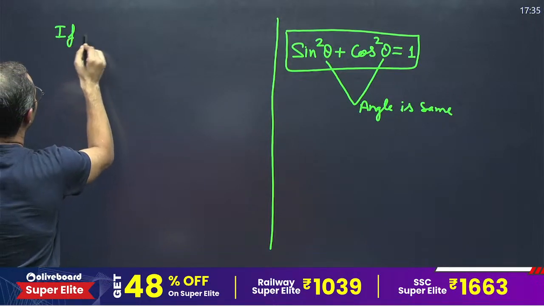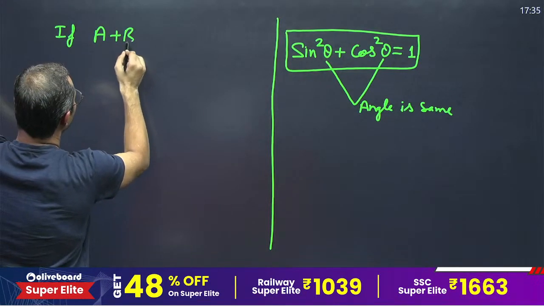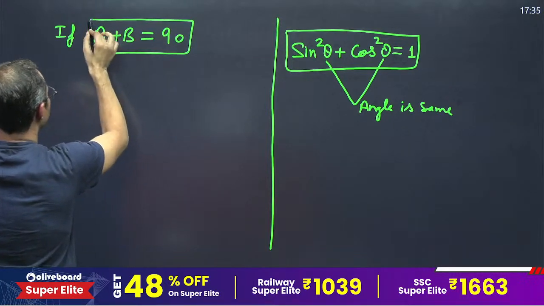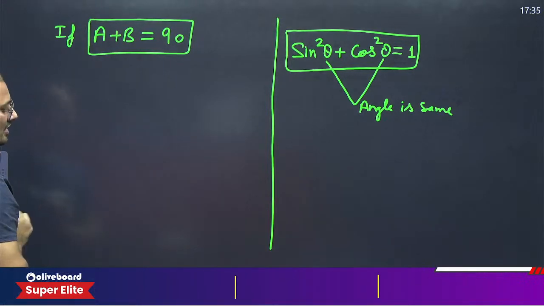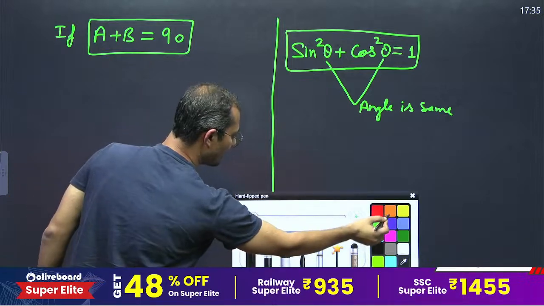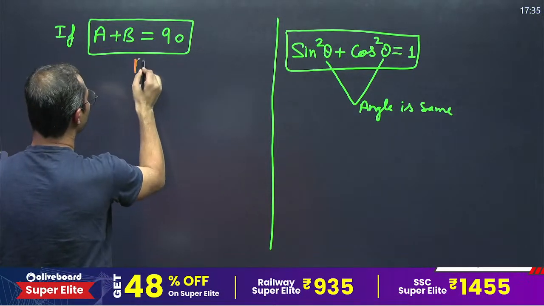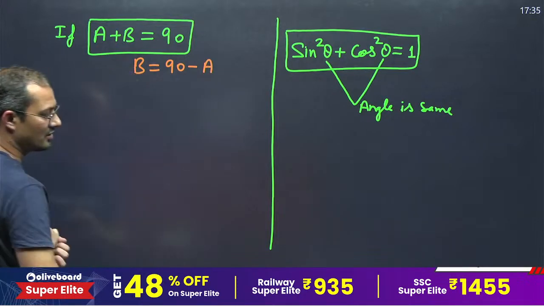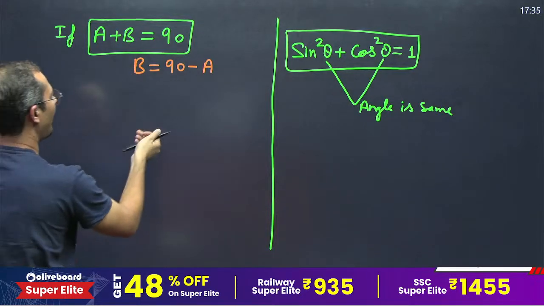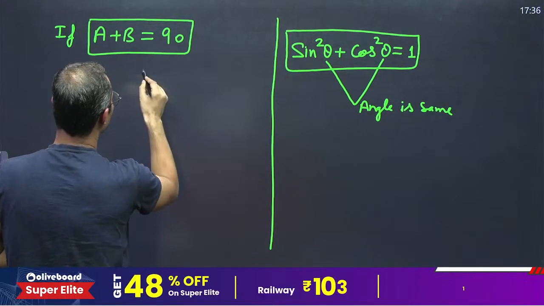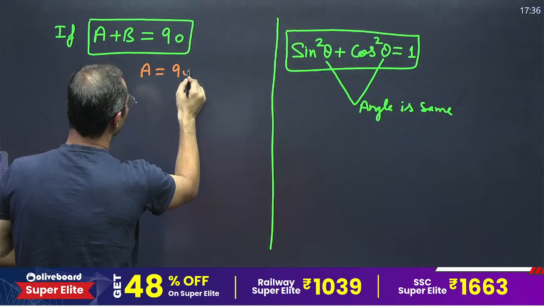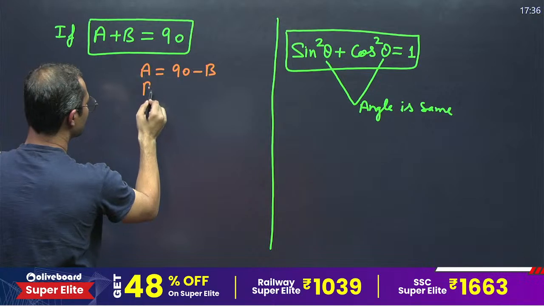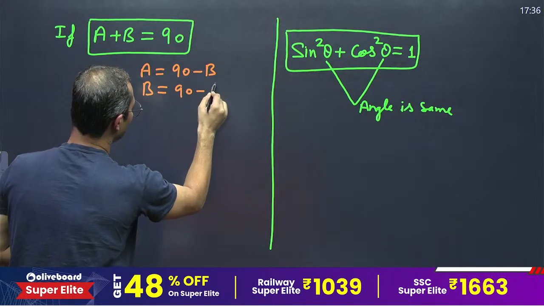If angle A plus angle B is equal to 90 degrees, right? So here we are going to use the identity. So we can say that angle B is equal to how much? 90 minus A. You would say yes, you are right. Or we can say angle A is equal to how much? 90 minus angle B. Yes or no? If I ask what is B, you can write 90 minus A.